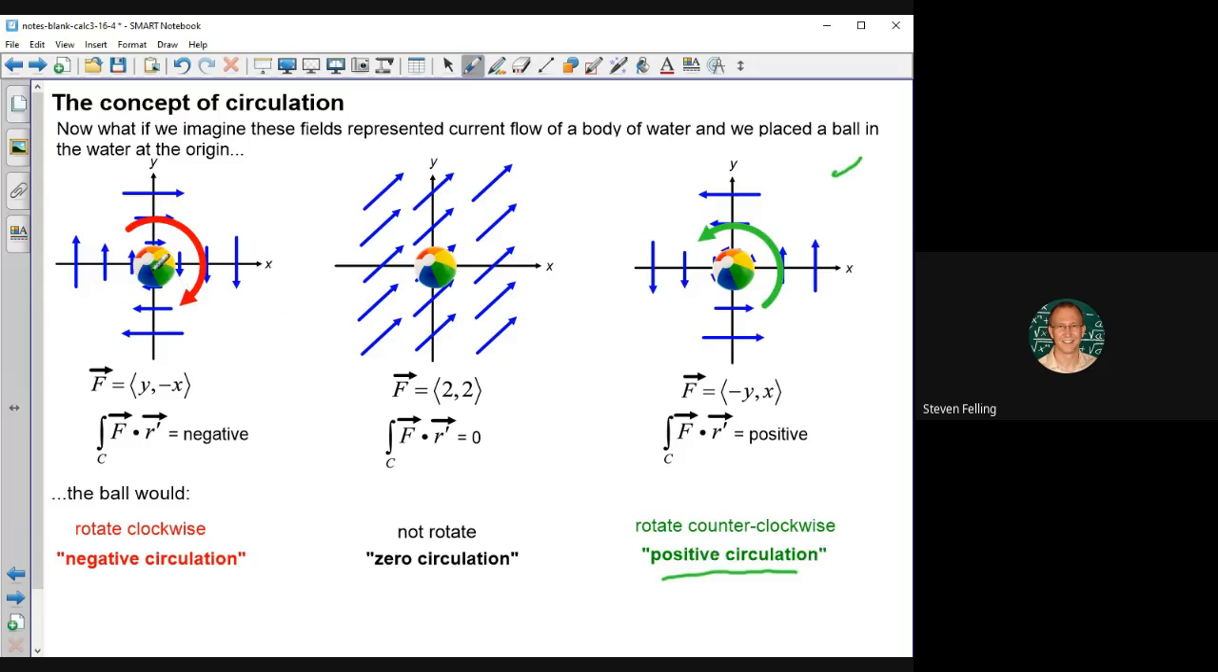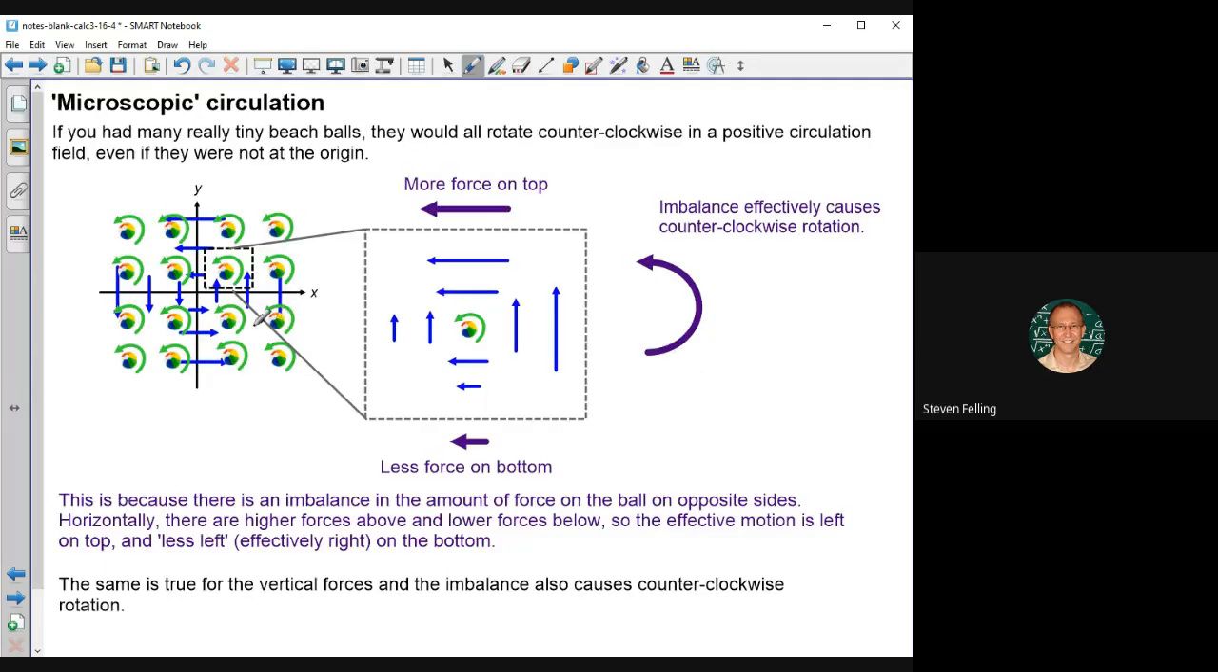And if you were to put a beach ball in the middle of this over here, then it would rotate in the clockwise direction. So we define that as negative circulation. Right? And if you put a beach ball in the middle here, it wouldn't rotate at all. It may translate, but it's not going to rotate. So this is called zero circulation. So conceptually, that idea that the vector field could cause something to rotate if it was a force field is called circulation. It applies whether we're talking about force fields or not. The concept is general.